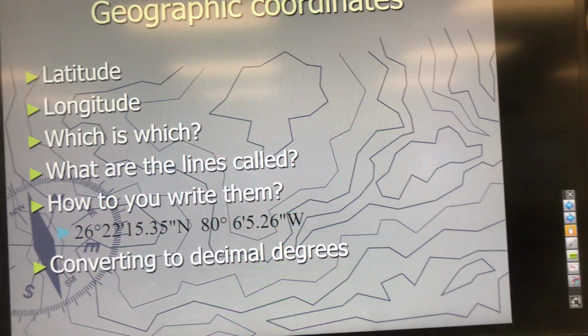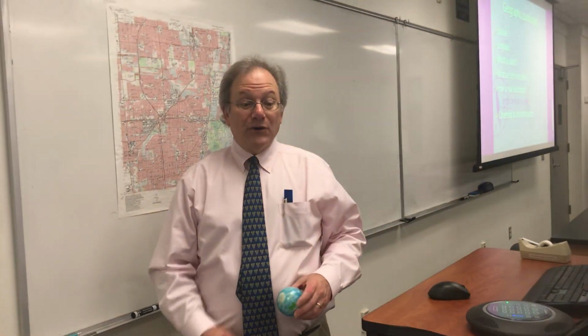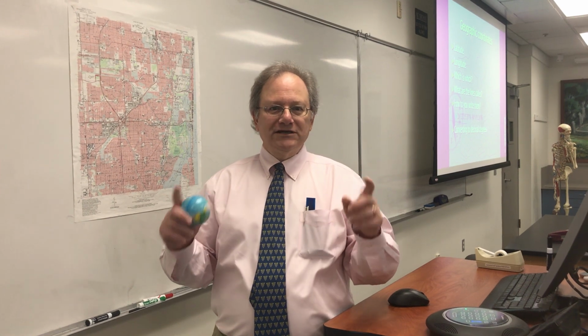So, map projections are the mathematical systems or functions that we use to flatten out the globe so that it can be represented on a flat two-dimensional sheet of paper, right? Now, you all know, I hope, I mean, maybe there are some round world deniers in the class, but I hope that most of you realize that the Earth is round, right?